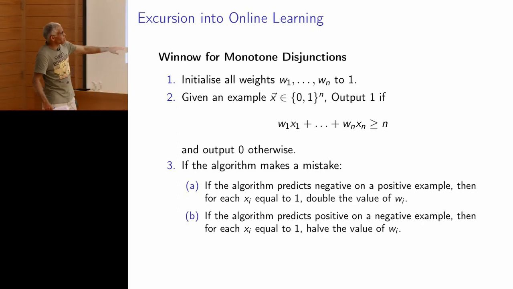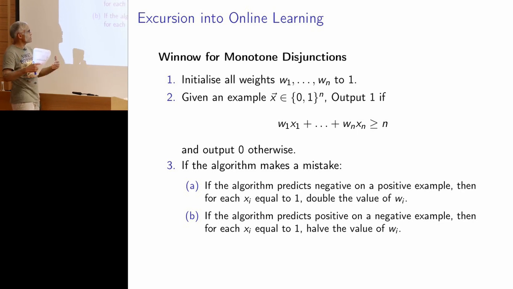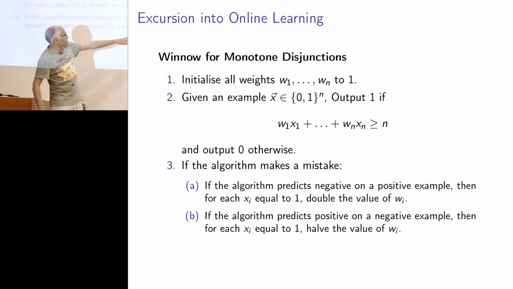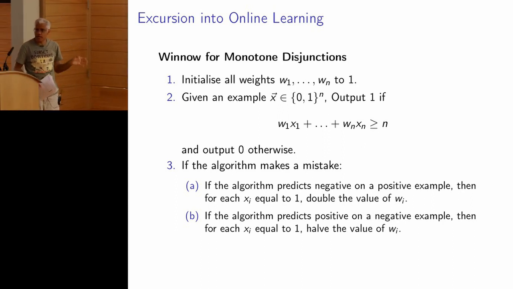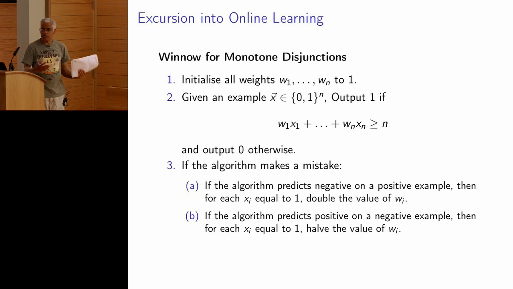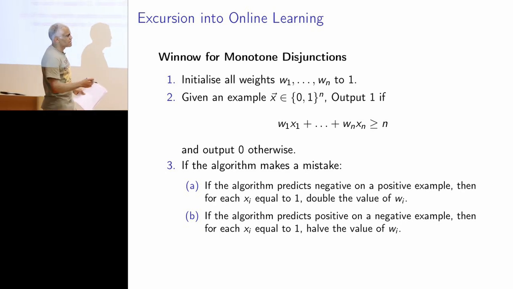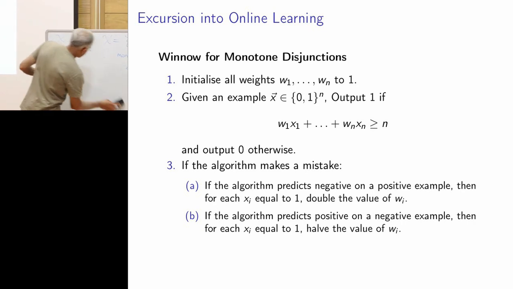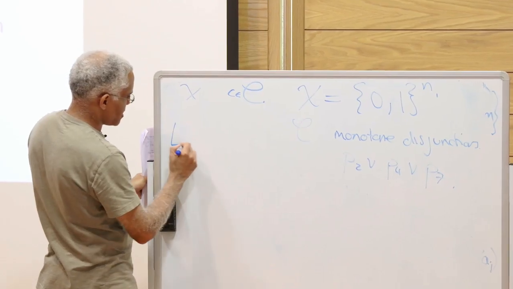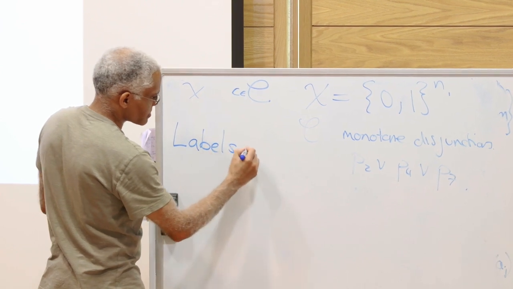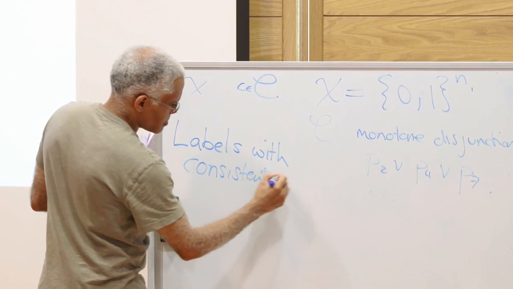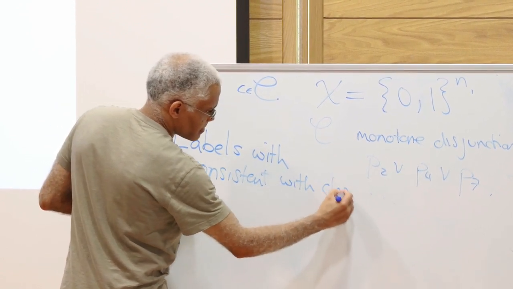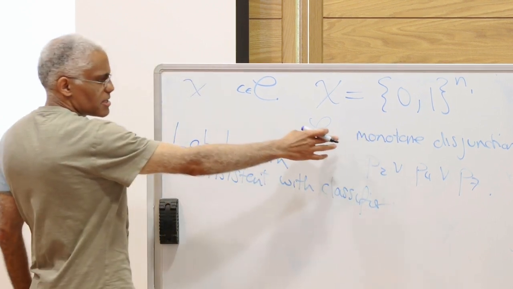If, on the other hand, we predict positive when we should have predicted negative, well, who are the villains? The villains are the weights w_i where x_i, the ith entry on that example, was 1. So we have these weights, and we keep on going. And then the mistake bound we get, so labels are consistent with a classifier. So this is our concept class.